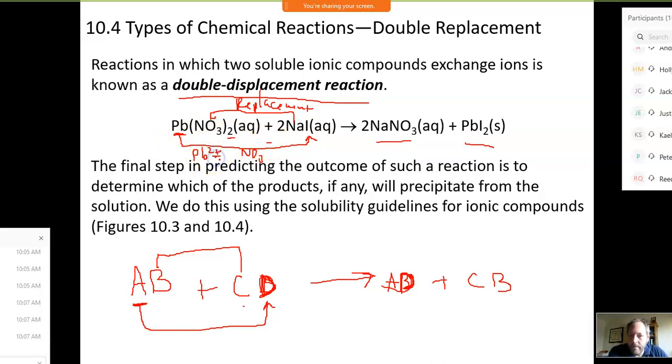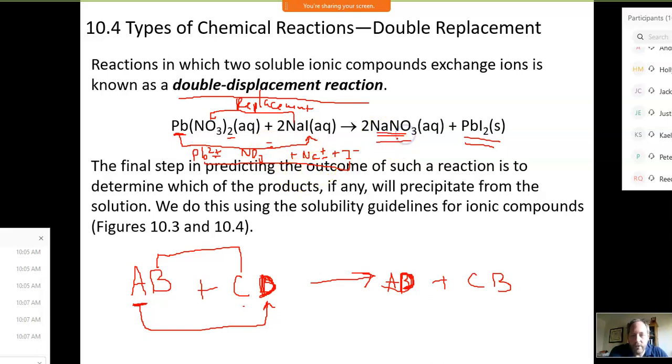And then the sodium and the iodine: sodium always has a +1 because it's in the 1A row. Iodine has a 1- because it's in the 7A row. So the lead pairs up with the iodine, so the formula would be PbI2, because you need 2 iodines for every lead. And then NaNO3, because my sodium has a +1 and my nitrate has a -1.